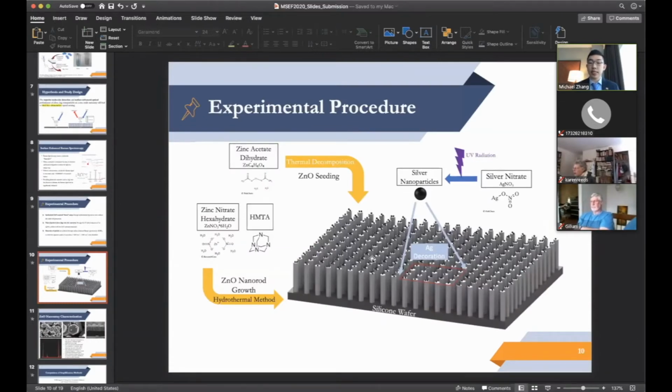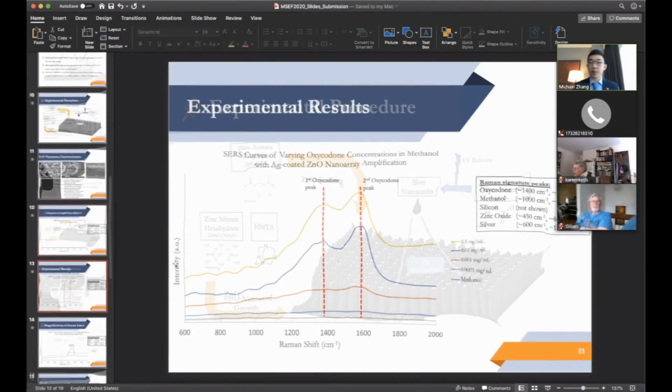We first seeded a bare silicon wafer with the precursors to the zinc oxide nanorods, and then we used a hydrothermal deposition growth method to grow the rods vertically and in parallel to create an almost forest-like structure. Then we use that as a scaffolding to decorate silver on top of it, which serves as the main component for amplification. The results were very promising.